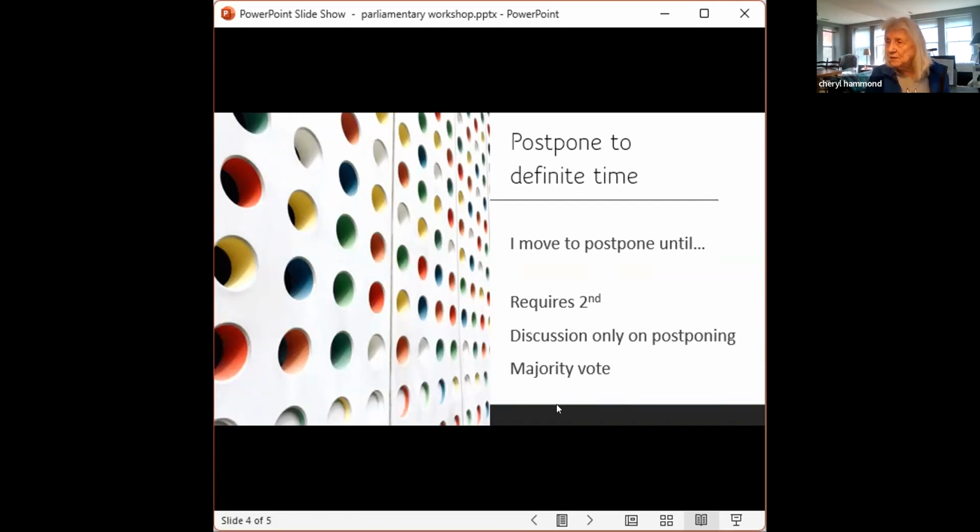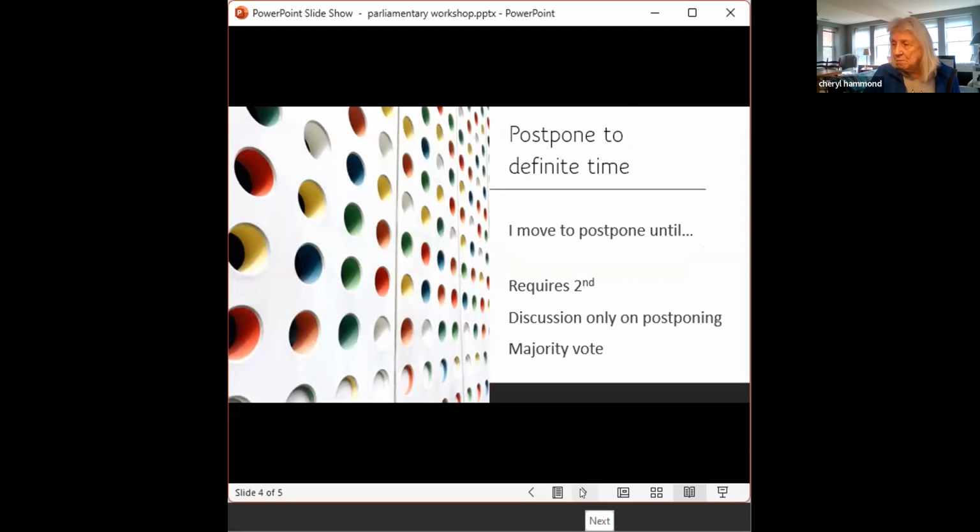So postponing to a definite time. Suppose you're having an all-day meeting and everybody's getting hungry. You might postpone it till after lunch. Or in the case of the bicycles, you might want to postpone it till the next meeting when your treasurer has more time to find out how much the bike rack cost. But you would never say, well, I will postpone it until the cost of bicycle racks goes down. It has to be a definite time, and either the next meeting or during the same meeting, but later.